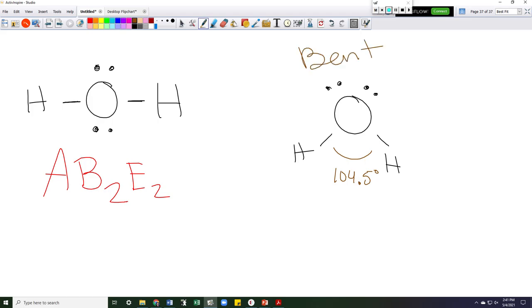So again, I'm telling you on the test, there's going to be one of these. And if you draw it like the one on the left, it is wrong. The name of this molecule is bent. Is the one on the left bent? So you can't draw it that way. You have to draw it like the one on the right.